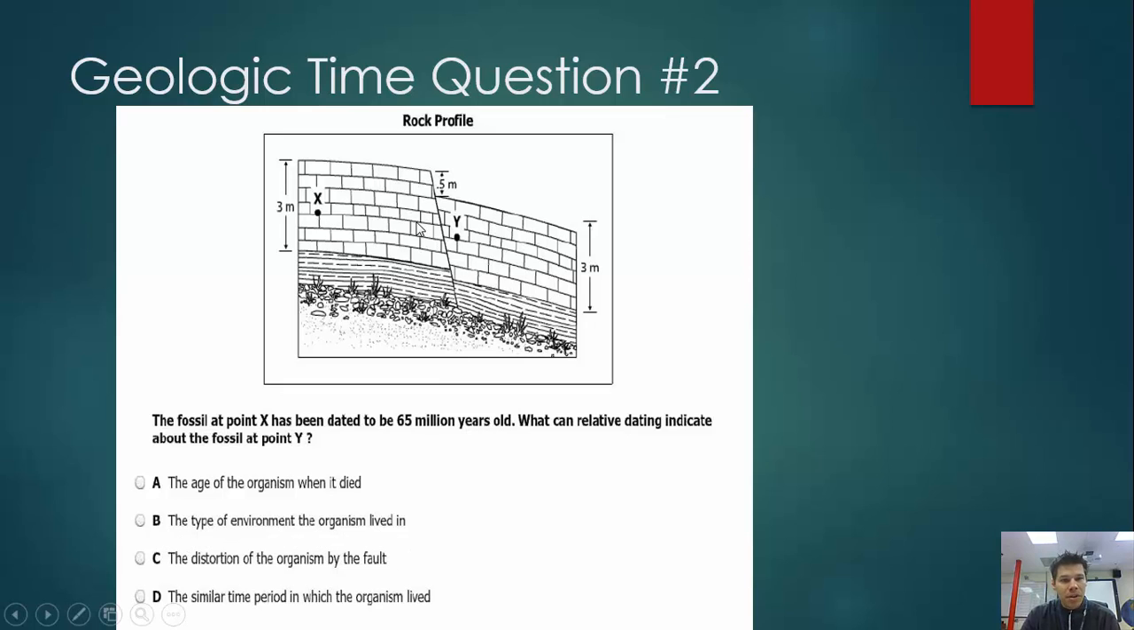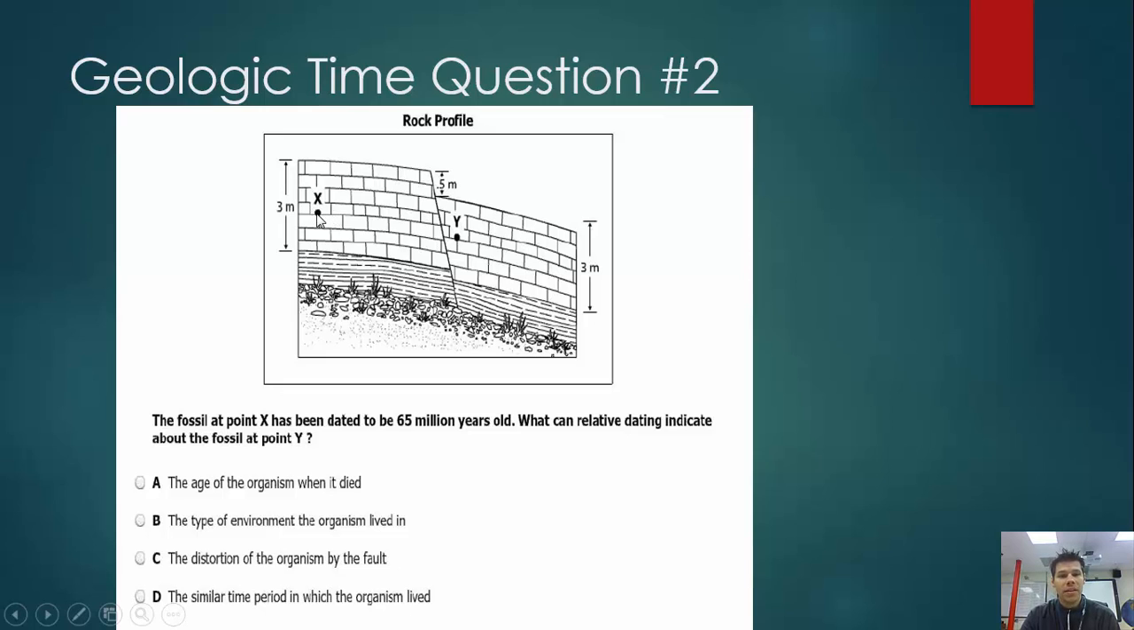Well, you might be able to tell about the type of environment if you knew which type of rock this was, but it's not giving you that information, so that's not the best answer. The distortion of the organism by the fault. Here's the fault, but just knowing where they are doesn't tell you how distorted the organism was by the fault. That's kind of the silly choice. The similar time period in which the organism lived. Yes, D is the right answer.